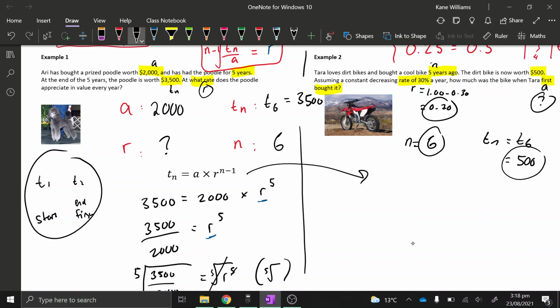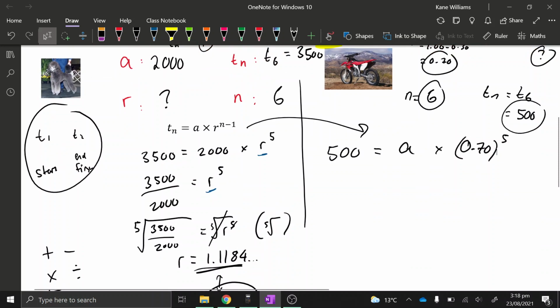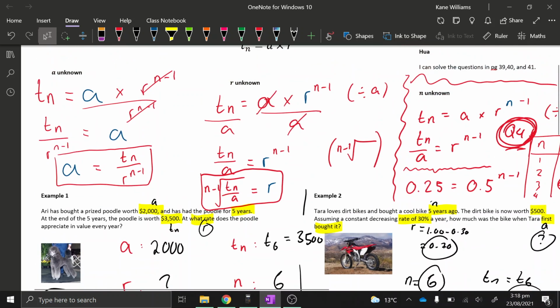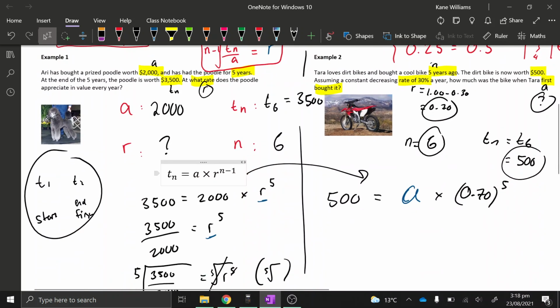Let's use this formula again. So Tn is 500. A is, don't know. R is 0.7. N minus 1 is 5. All right. I'm going to try to color code it. I'm not doing a very good job, but we don't know something. I'll make it blue. So A. So how do you find A? So go back to our example here. If A is unknown, you just get Tn divided by R to the power of n minus 1.